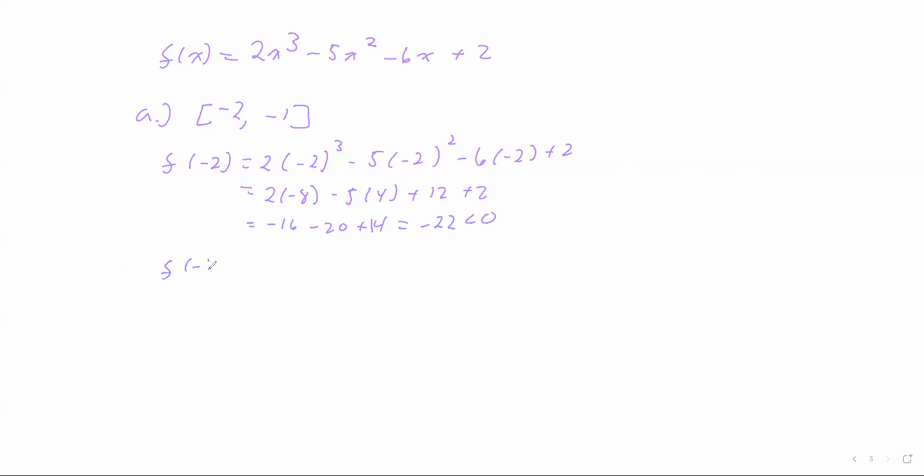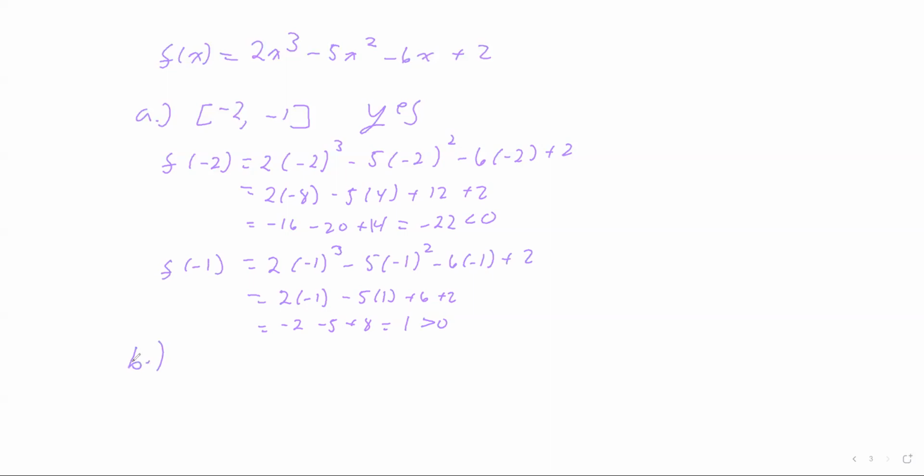So as long as f of -1 is greater than 0, then it'd be a yes. If it's not, then it's a no. So this is just going to be 2 times -1 cubed minus 5 times -1 squared minus 6 times -1 plus 2. That would give me 2 times -1 minus 5 times 1 plus 6 plus 2. That gives me -2 minus 5 plus 8. -5 plus 8 is 3. -2 plus 3 gives me a +1. All right, so that means it's greater than 0. So the answer to this one is yes.